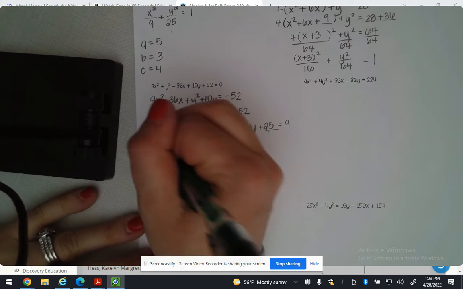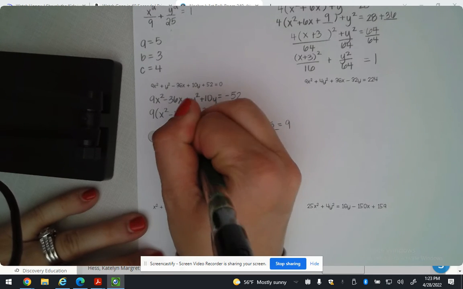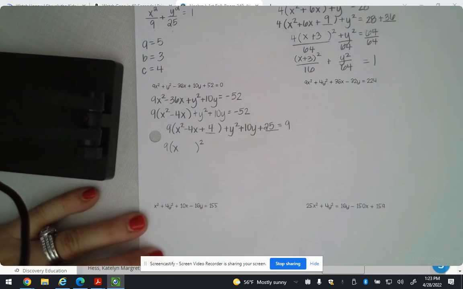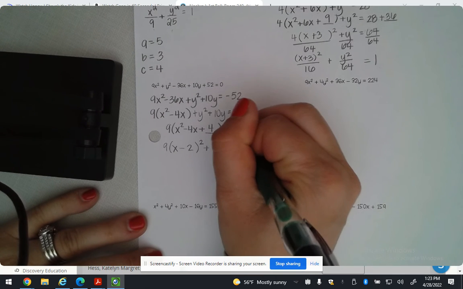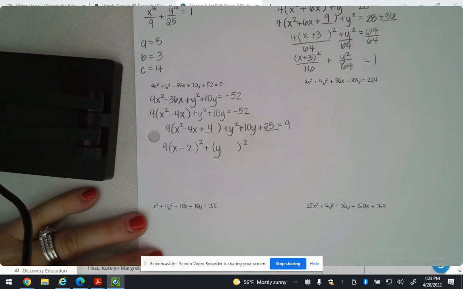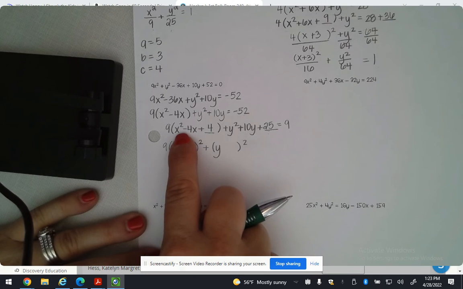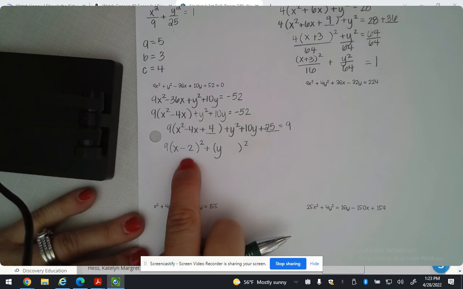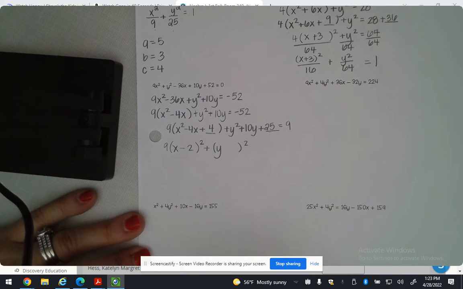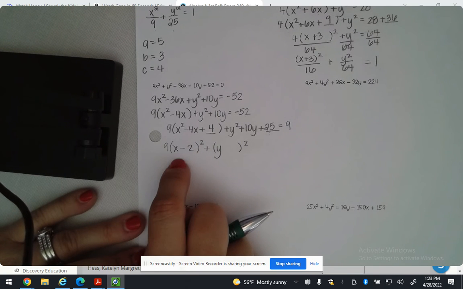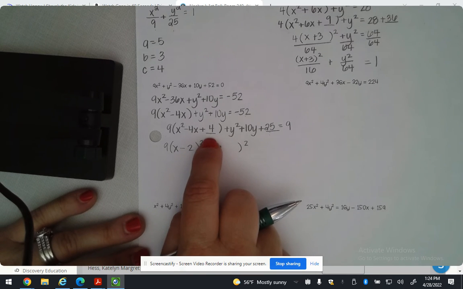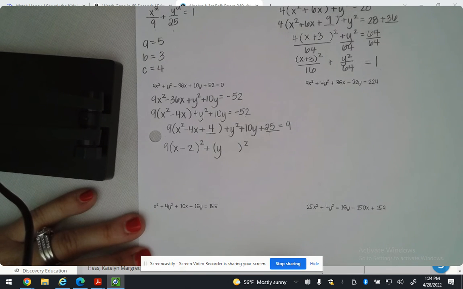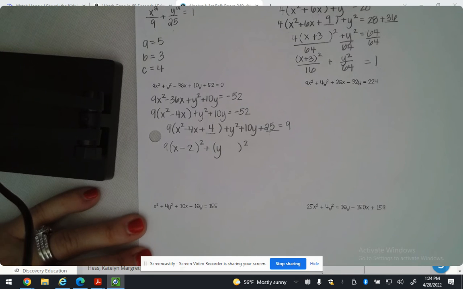Completing the square is done. 9 comes down. I got to factor it. X what? Yep, minus 2 to the quantity squared. Plus, because it's always b divided by 2. So negative 4 divided by 2 is negative 2. Here's the other way if you think about it. If you did x minus 2 times x minus 2, negative 2 times negative 2 is positive 4. Why is that negative? Because the 4x is negative? Yes. It's always b divided by 2.